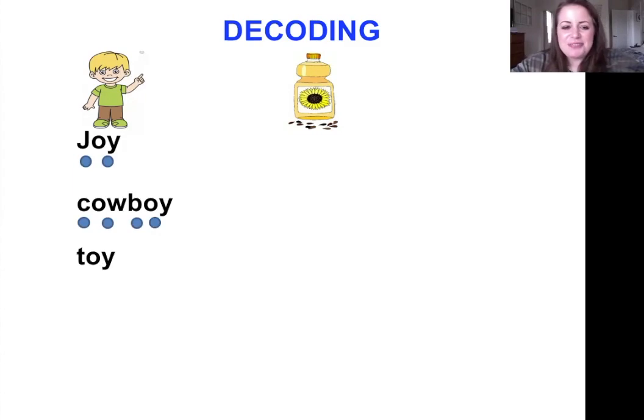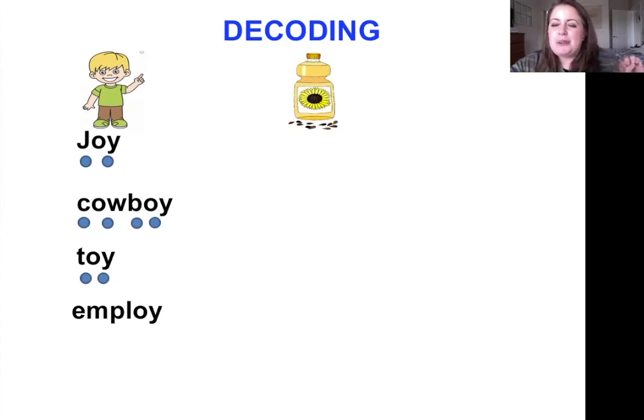Great job. Up next, I see the OY pattern, like in the word boy. It's going to make the oi sound. Let's tap it out. T, oi, toy. Great job. Up next, I see a vowel right at the beginning. It's that vowel E. And I also see the OY pattern at the end. And it's going to make the oi sound. Let's tap it out. P, oi, employ. Great job.